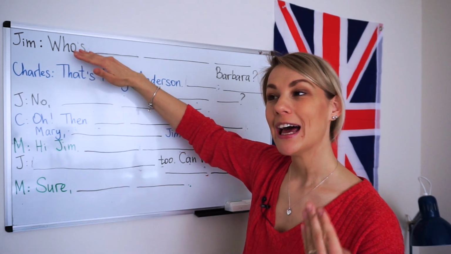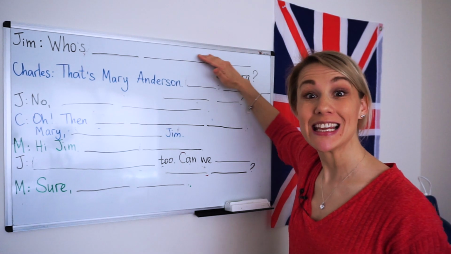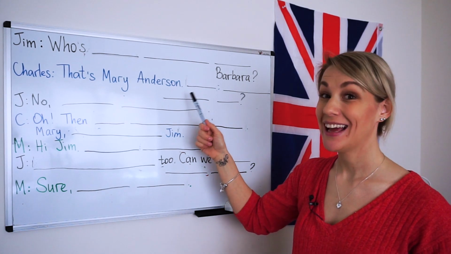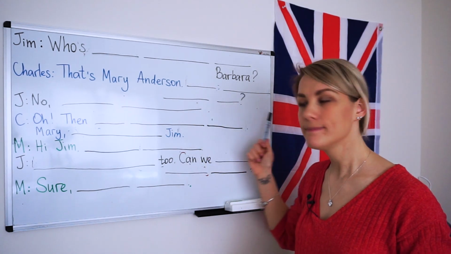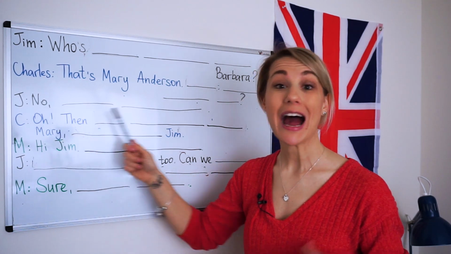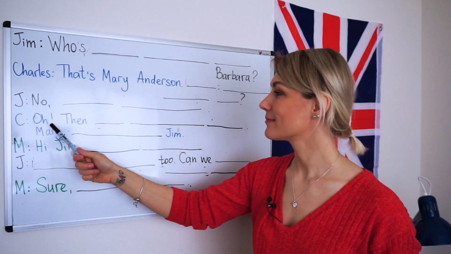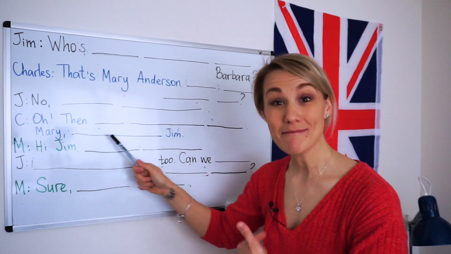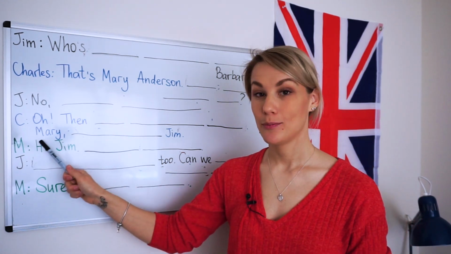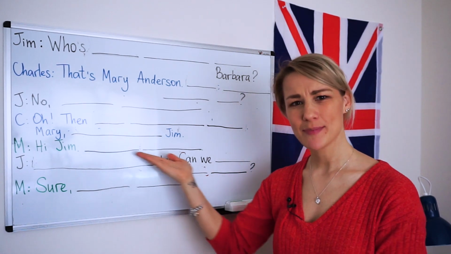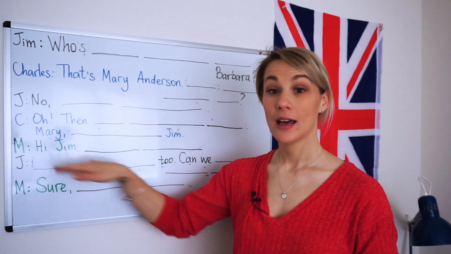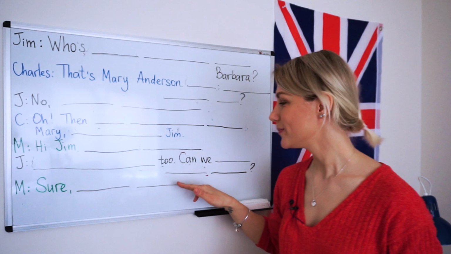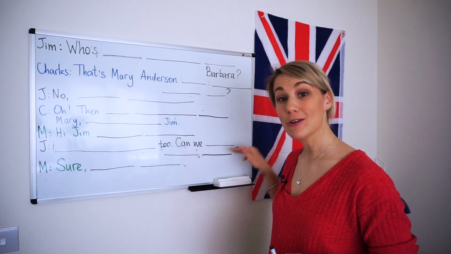Who's the girl in the red dress next to Barbara? That's Mary Anderson. Didn't you meet her at Steve's party? No, I wasn't at Steve's party. Oh, then let me introduce you to her now. Mary, this is my cousin Jim. Hi Jim, it's nice to meet you. It's nice to meet you too. Can we sit down somewhere and talk?